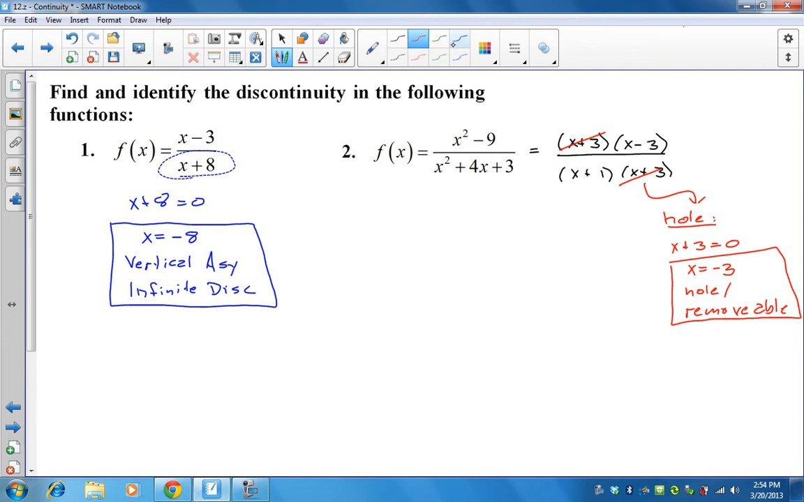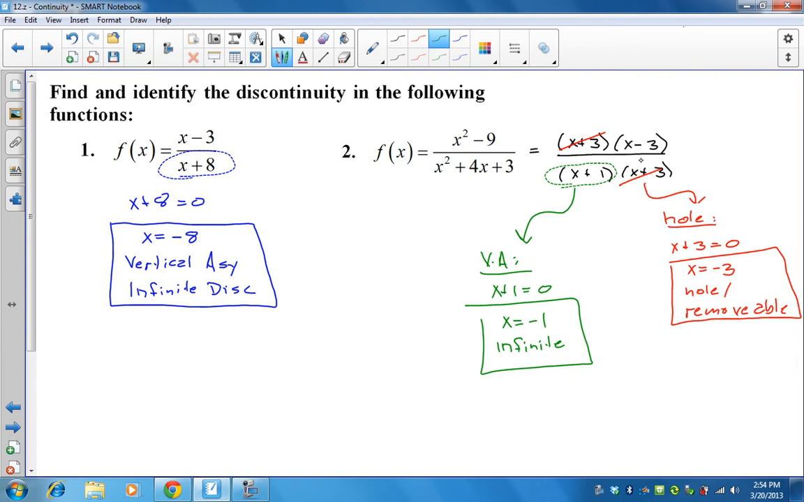Okay, then I also still have an x plus 1 in the bottom. This did not cancel. If a factor doesn't cancel, then that creates a vertical asymptote. So I have a vertical asymptote wherever x plus 1 is equal to 0, and I will subtract 1 from both sides, and you have a vertical asymptote or an infinite discontinuity at x equals -1.